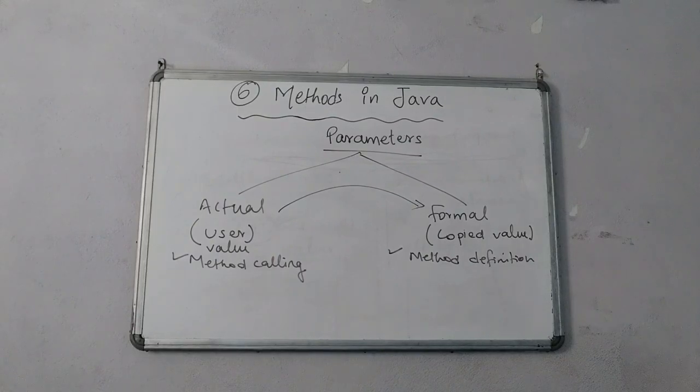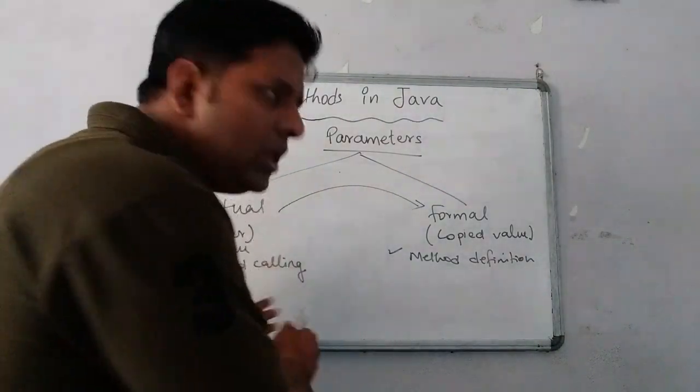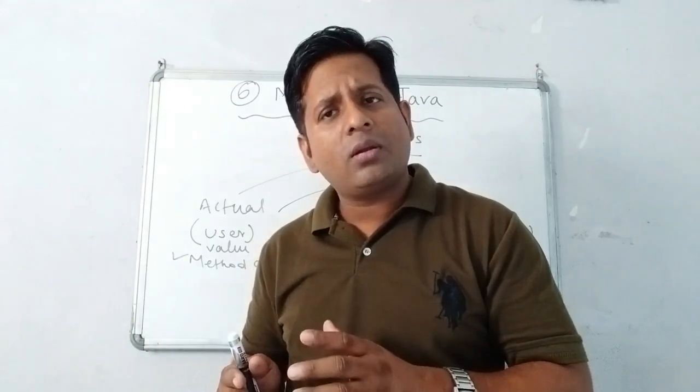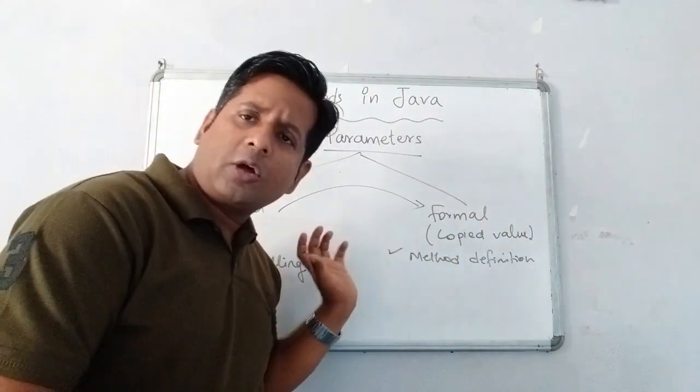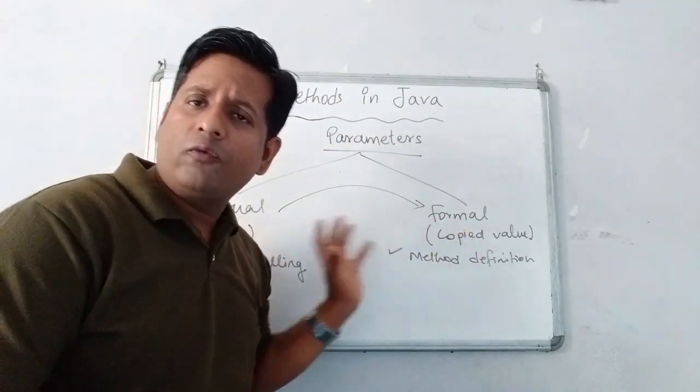Once again I am saying, children, this is a very important point. Any changes you make in an actual parameter will affect the formal parameter, whereas changes made in a formal parameter will not affect the actual parameter. So these are the two different ways of defining or declaring the parameters. In actual, we ask from the user the main values on which we are going to operate. Formal are the copied values of the actuals, which we pass during the programming sections.